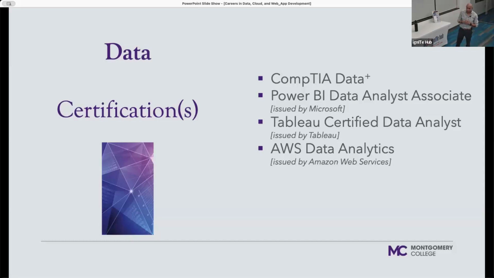The other certifications, the 3 next certifications, are vendor specific.